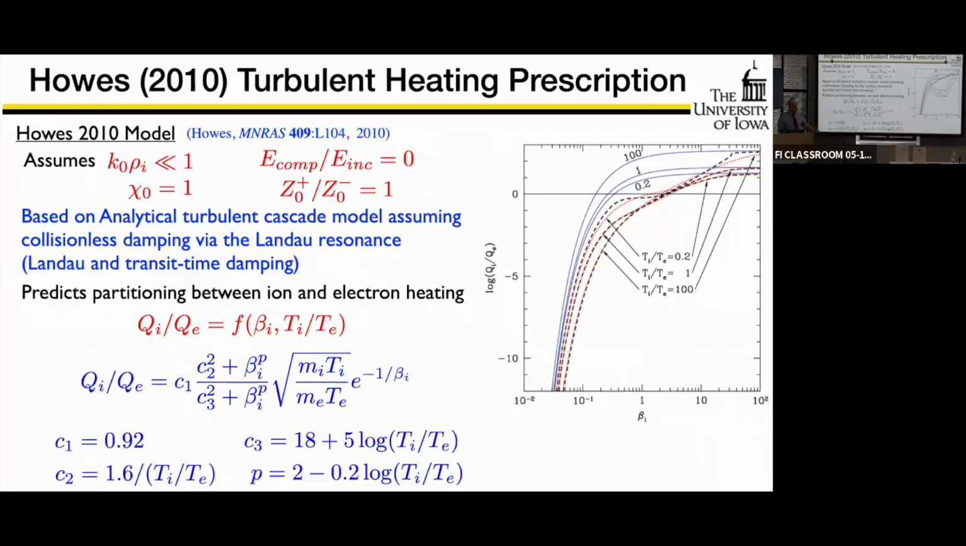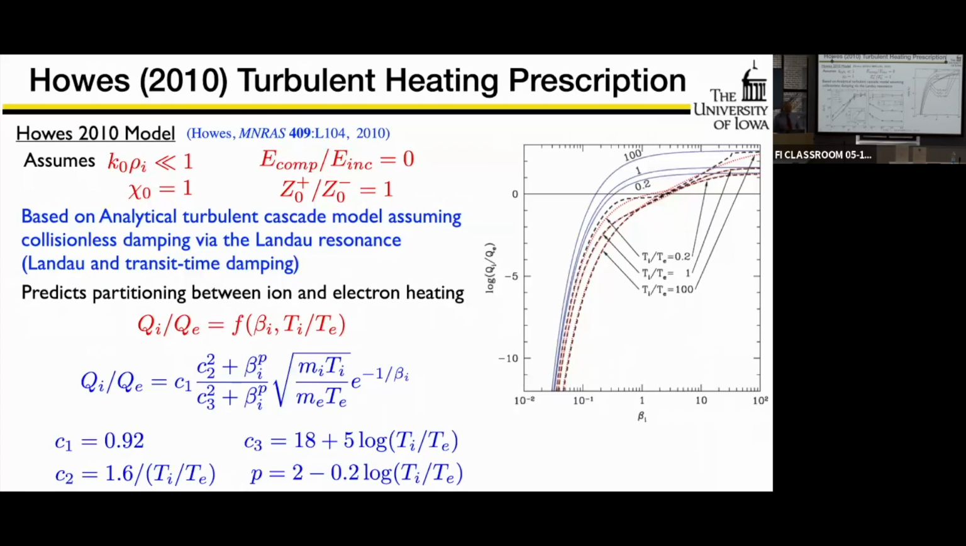And the actual model is this. I mean, this is what it looks like. And so if you have the ion plasma beta and the temperature ratio, you can compute these values. The black dashed lines are the actual model results, and the red dashed lines are sort of a fitting to that. So that's what it is.